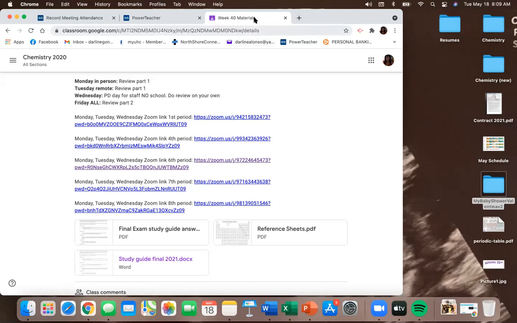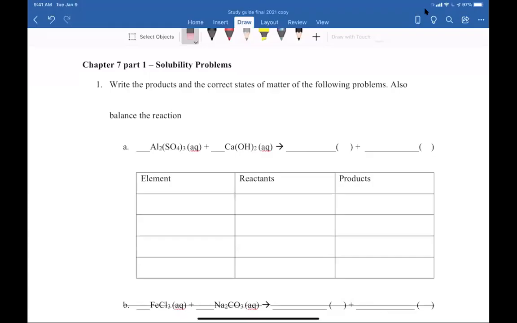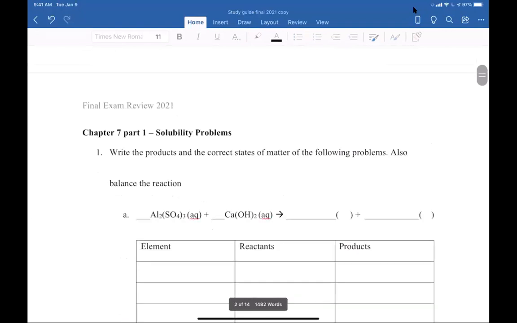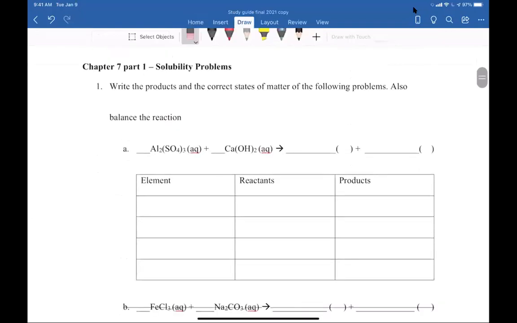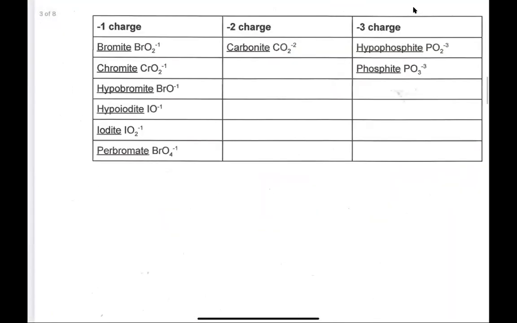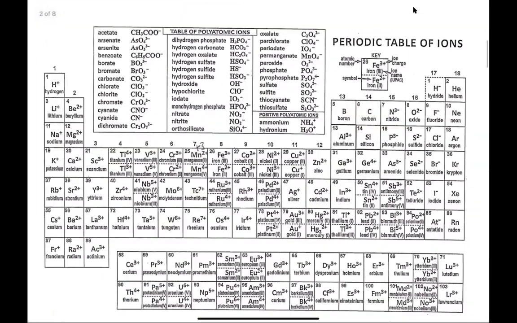All right, so let's look at the study guide. First we're going to go through the first page, number 1, that says write the products in the correct states of matter of the following problems. Also balance the reaction. So make sure you have this, and also make sure you have your reference sheets out, because these are going to help, especially page 2, since right now we're looking at putting products together.